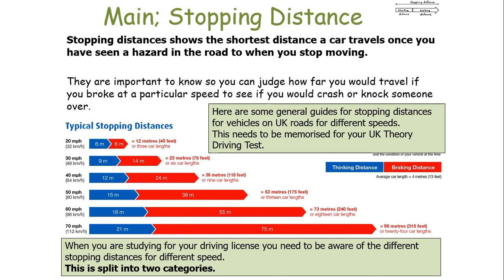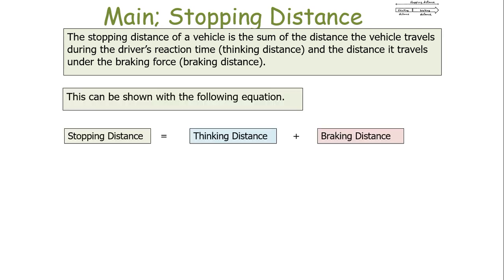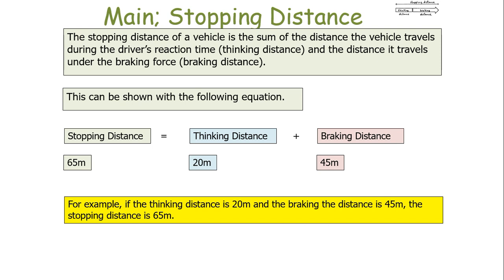So when you're studying for your driving license, you need to be aware of the different stopping distances for different speeds. But we split the stopping distance into two separate categories. So the stopping distance of a vehicle is the sum of the distance the vehicle travels during the driver's reaction time, the thinking distance, and the distance it travels under the braking force, the braking distance, which can be shown with the following equation. Stopping distance is equal to thinking distance plus braking distance.